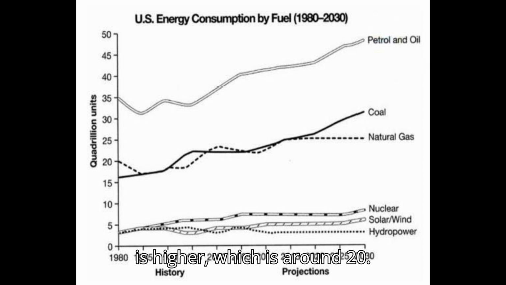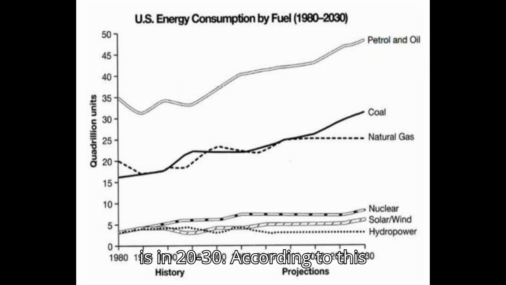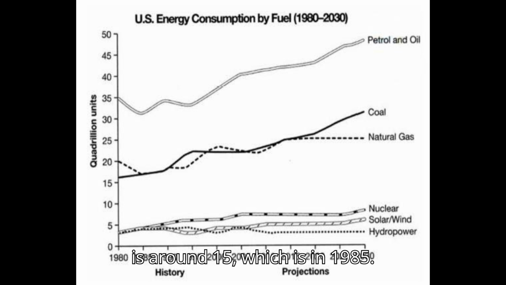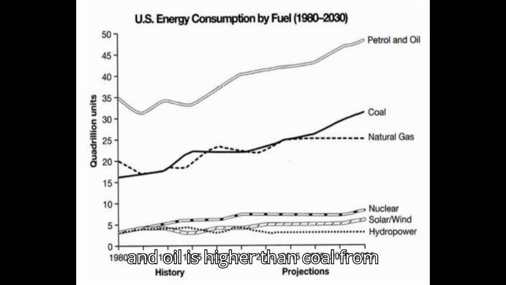which is around 20. According to this graph, the highest consumption of coal is around 30, which is in 2030. According to this graph, the lowest value of natural gas is around 15, which is in 1985. In conclusion, the consumption of petrol and oil is higher than coal, from 1980 to 2030.